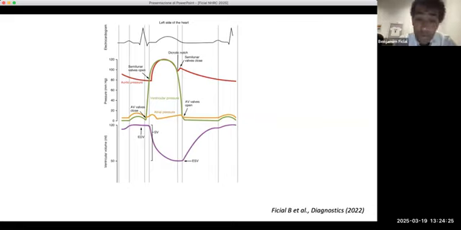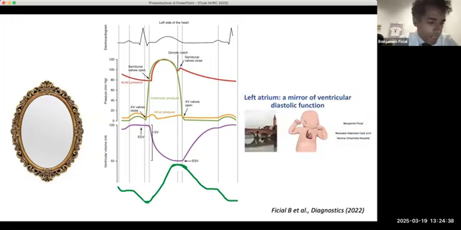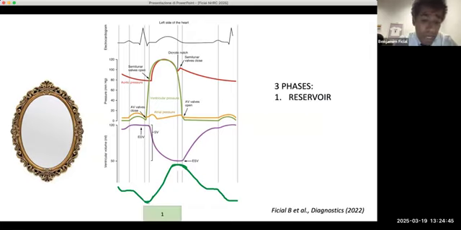But what happens to the almost forgotten LA, left atrium? The left atrium mirrors the LV, doing exactly the opposite. And that's where the title of this talk comes from. During ventricular contraction, the LA acts as a reservoir. Blood flows passively into the ventricle, and the LA acts as a reservoir by storing the blood that comes from the pulmonary veins.